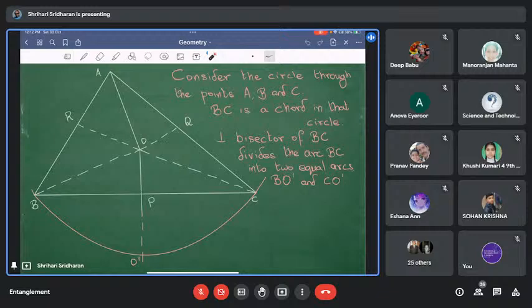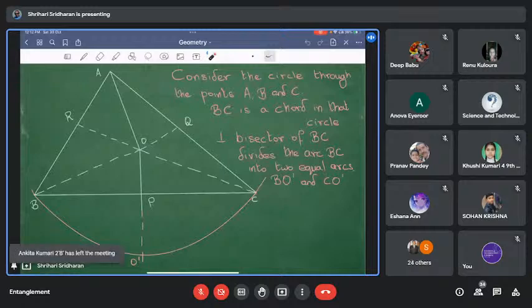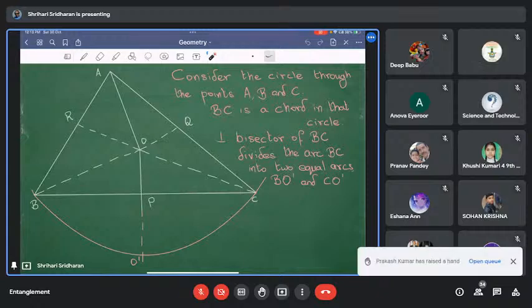Now the perpendicular bisector of the side BC of the triangle, or the chord BC of the circle, divides the arc BC into two equal halves. Let us say that this meets the circle at O prime. So you have two equal arcs, BO prime and CO prime. And you know that equal arcs subtend equal angles. Is that right?